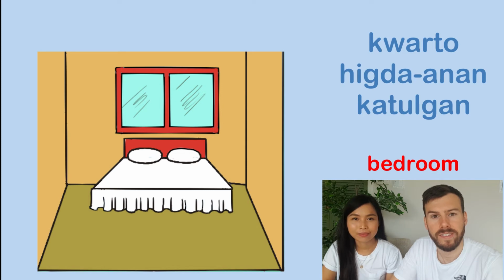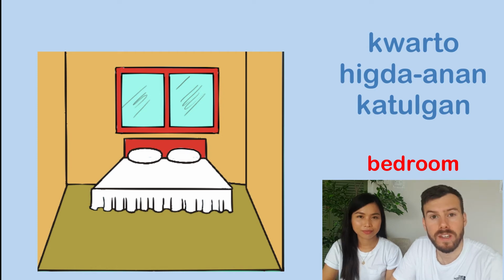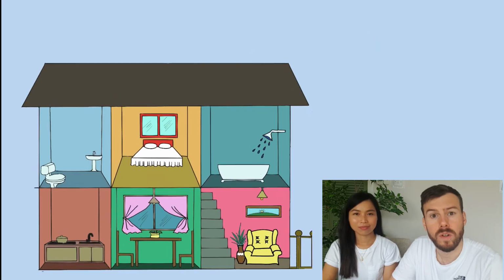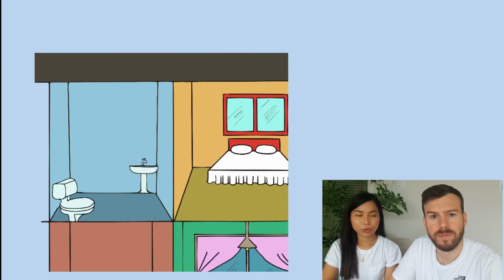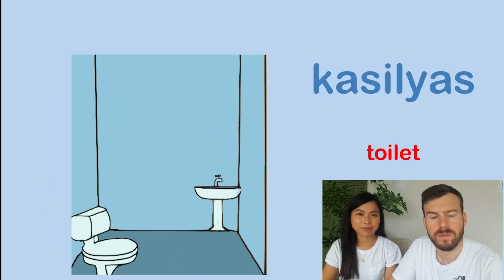So guys, there's 3 different words you can use in Bisaya for bedroom. We have the most common one, which is cuarto, and then we have higdaanan, and the last one we can use is katulgan. So what's the word for toilet? Toilet is casillas.